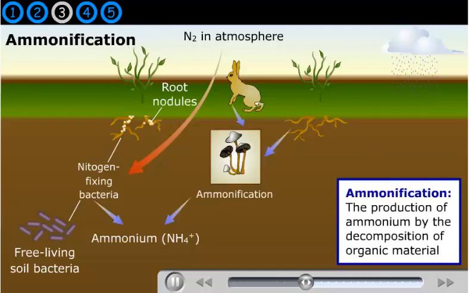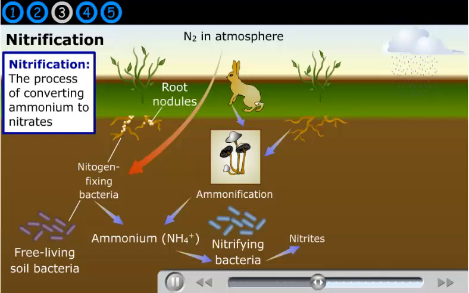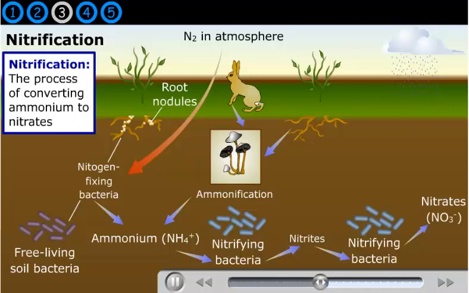Ammonium is also produced by the decomposition of organic material, a process called ammonification. Ammonification is carried out primarily by bacterial and fungal decomposers. Ammonium in the soil can be used directly by plants, but most of it is converted to nitrate in a process called nitrification. Nitrifying bacteria in the soil convert ammonium to nitrites and then to nitrates. The nitrates can then be used by plants.